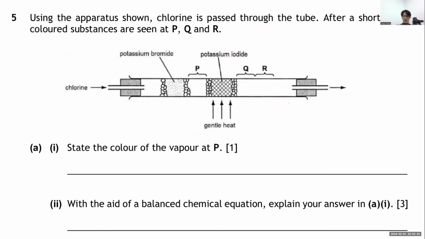Chlorine. We start off with chlorine first. Wow, colored substance. Usually, I give you a clue. If it's gaseous and colored, it's halogen already. Then they tell me got bromide, got iodide, chlorine. Chlorine, we already know, we add here. What are the colors at P? Which is this one.